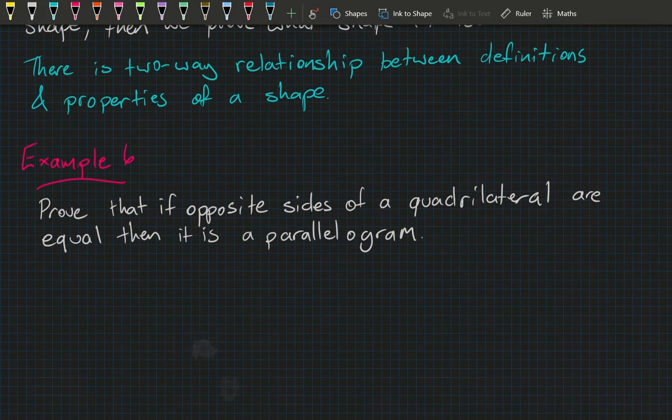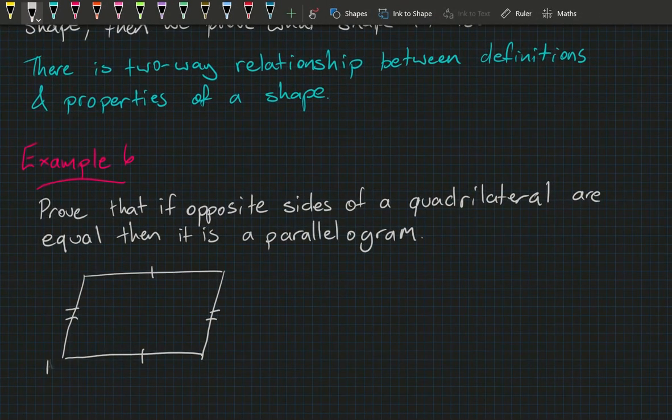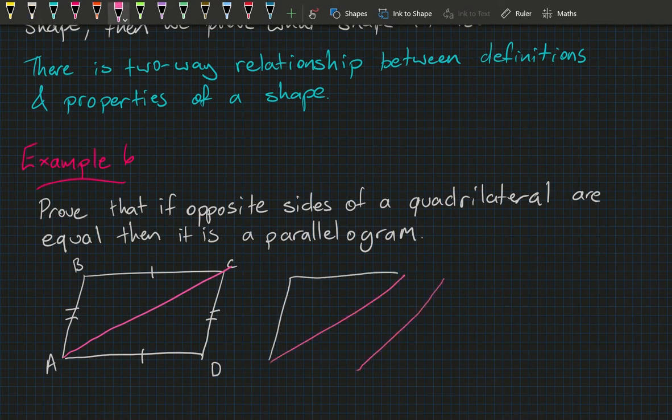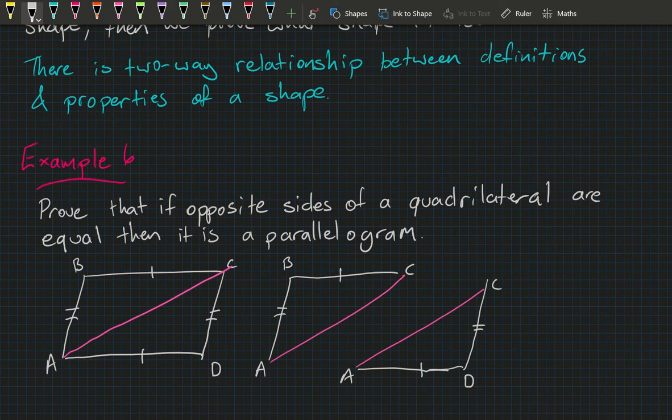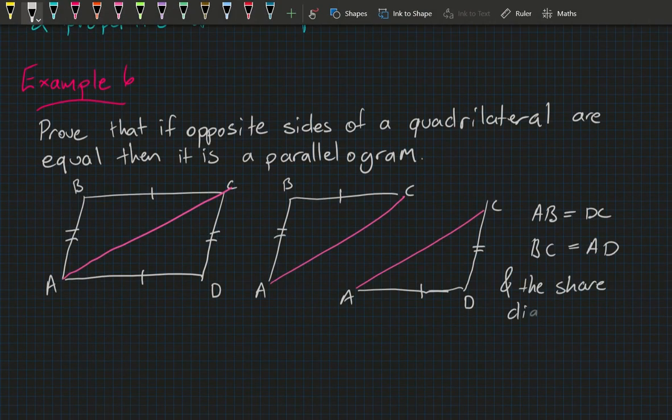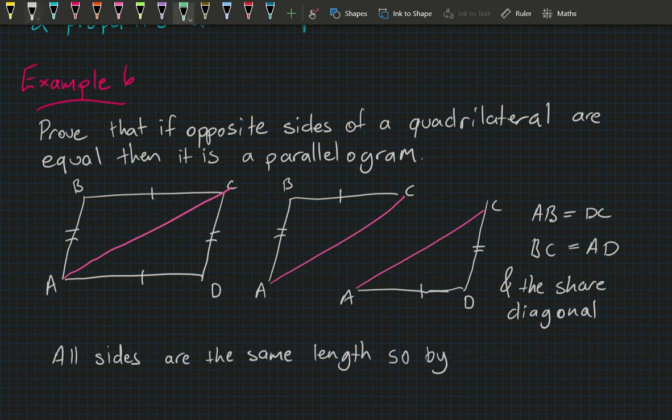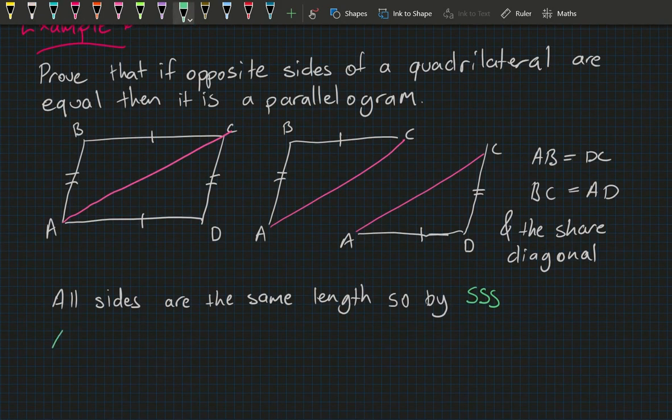Alright, let's start by drawing a quadrilateral that has two equal length pairs of opposite sides. And now let's draw in a diagonal which creates two triangles. Now let's highlight those by drawing them separately here. And as you can see, I've marked in the same points. Now because AB is equal to DC and BC is equal to AD and they share the diagonal, therefore all sides are the same length. So by SSS, the triangle ABC is congruent to the triangle ADC.